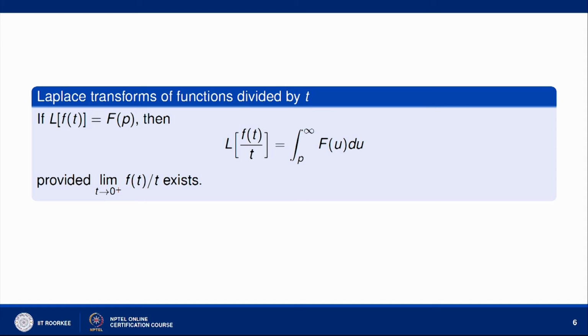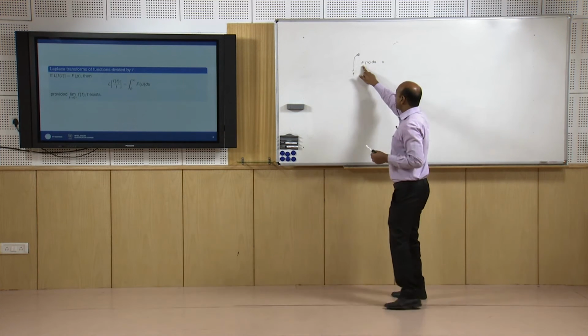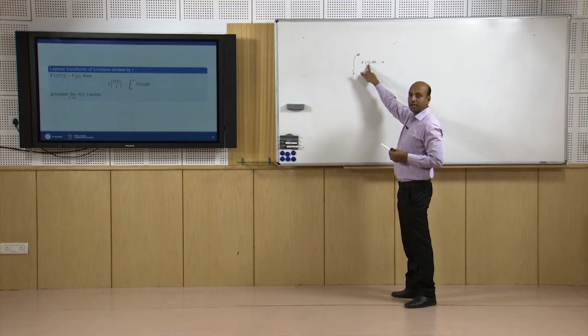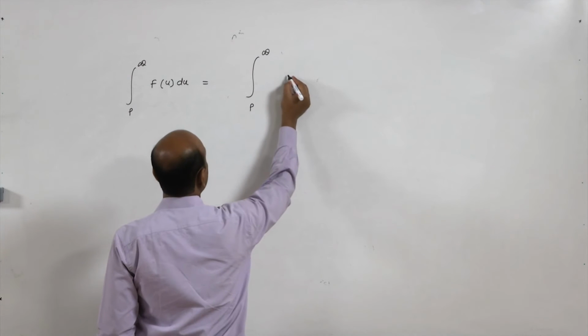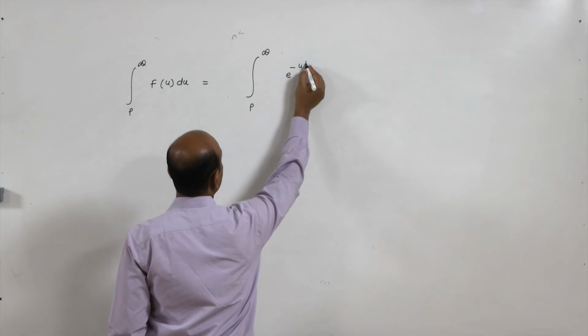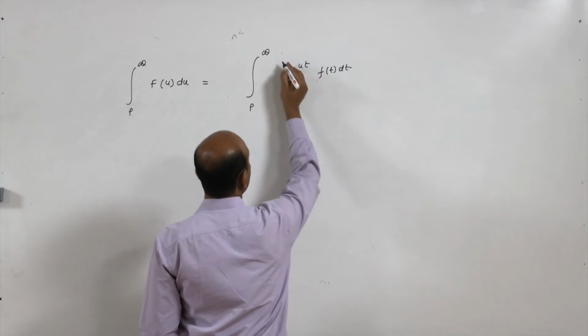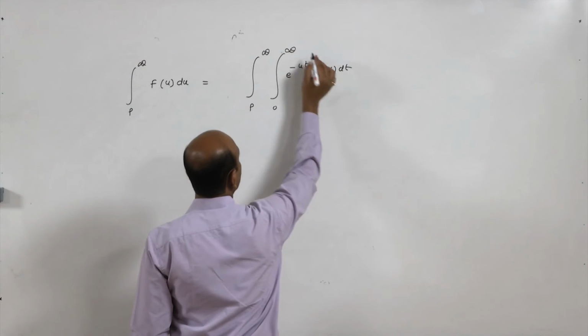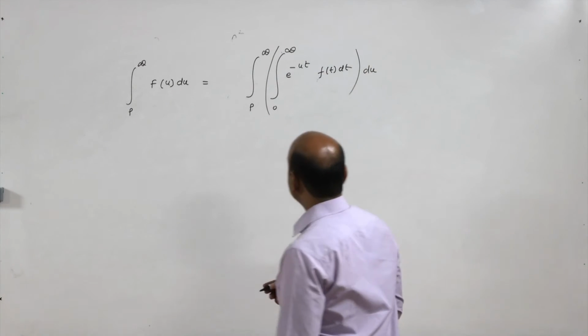So how do we find this? Take this side, the integral from p to infinity of F(u) du. Take the right hand side and we will obtain the left hand side. So what is F(u)? It is nothing but the Laplace transform of f(t). So it is the integral from p to infinity of, integral from 0 to infinity, e to the power minus u t f(t) dt, and the whole multiplied by du. So this we are having in this problem.